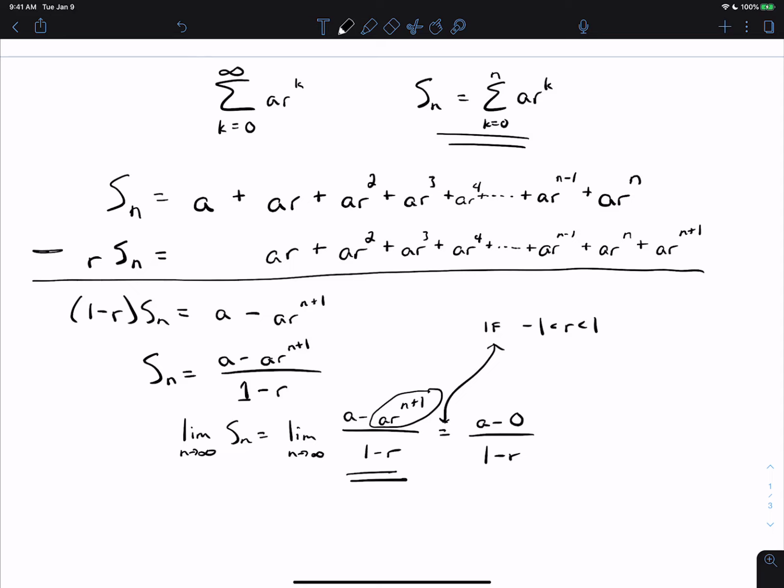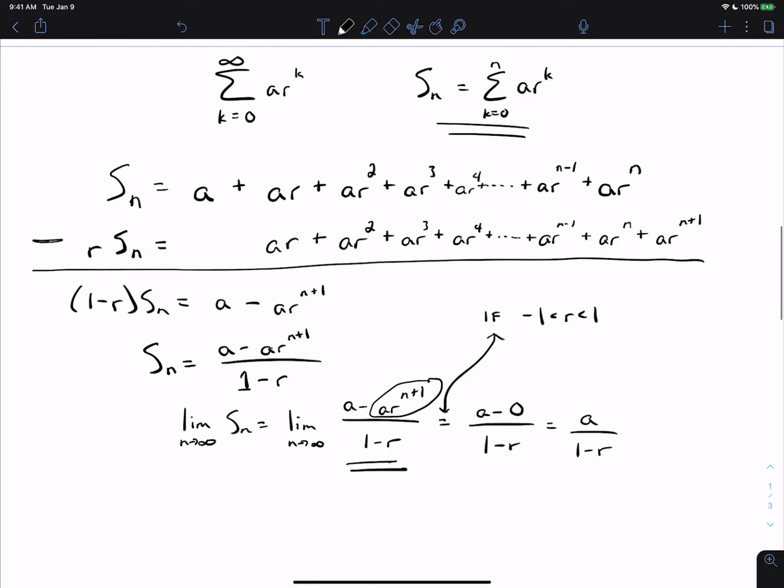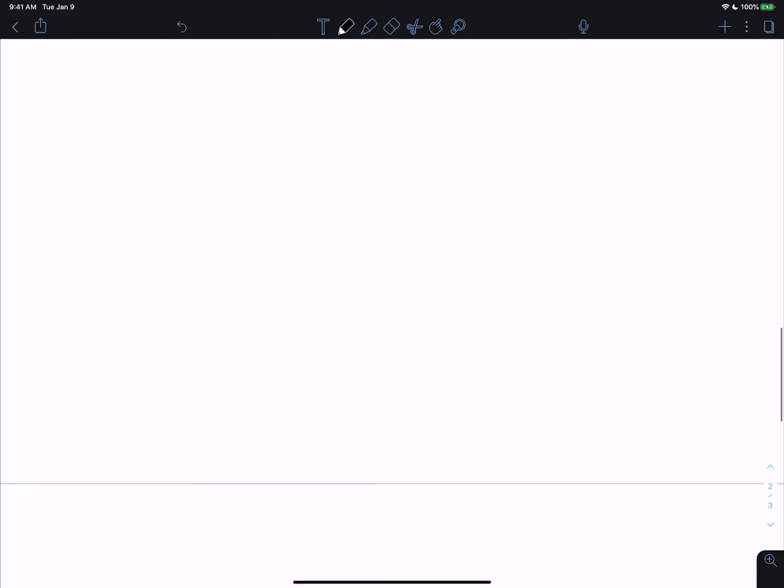or alternates. If r is 1 or if r is -1, then it's a little bit more complicated, but in both of those cases it ends up diverging, and we'll see those more later. But in this case, if r is between -1 and 1, this converges, and it converges then to a over 1 minus r. Okay, so that's a really big result. So, geometric series.